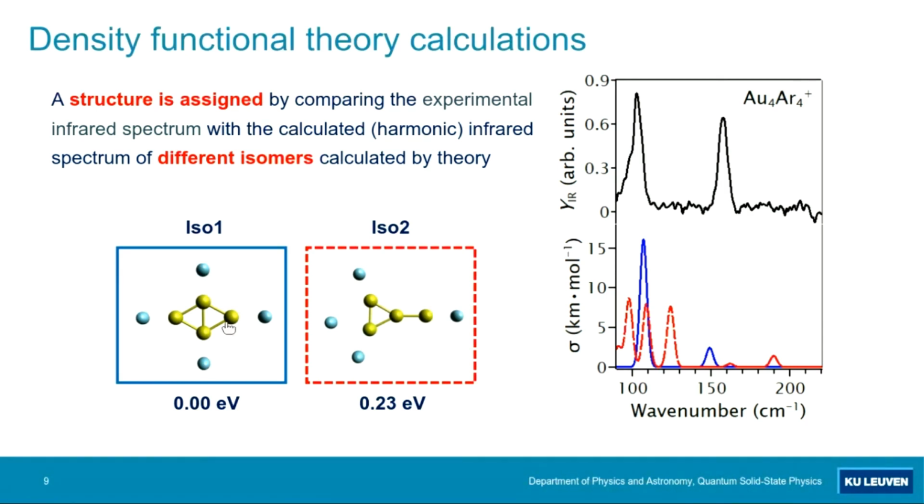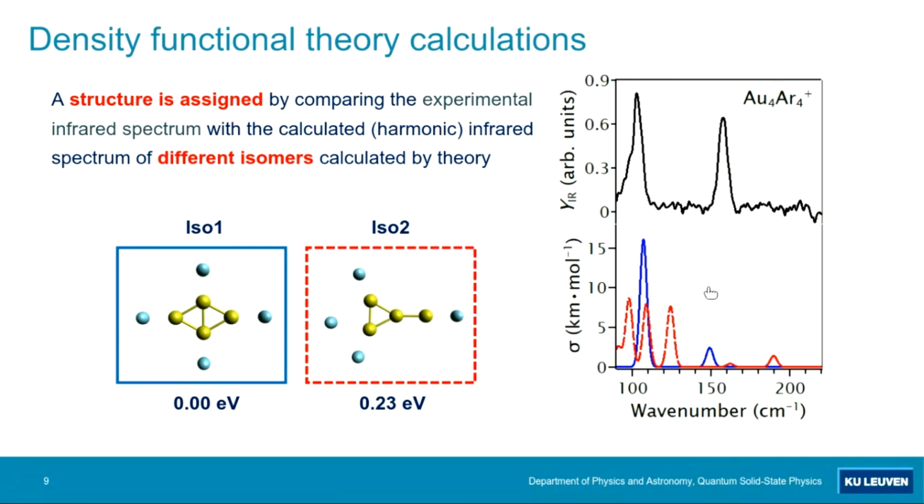And then with the calculations, we see at which energies this system should vibrate, and then we construct theoretically the corresponding infrared spectrum. So in this case, blue for the tetrameric isomer, isomer 1, and red for isomer 2, and then we just compare the experiment with the calculations.